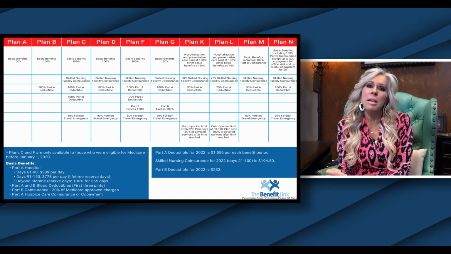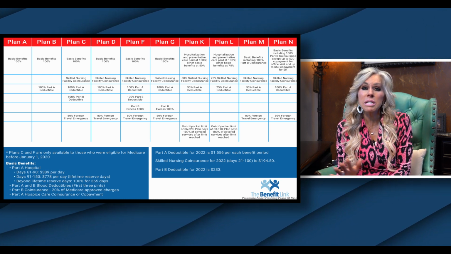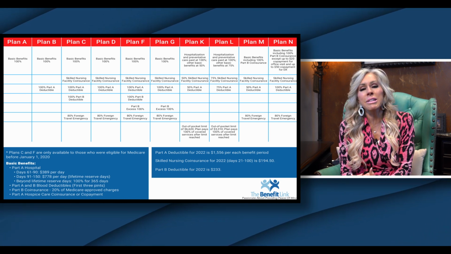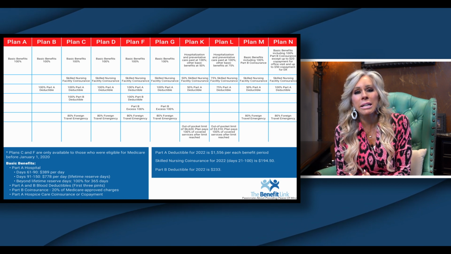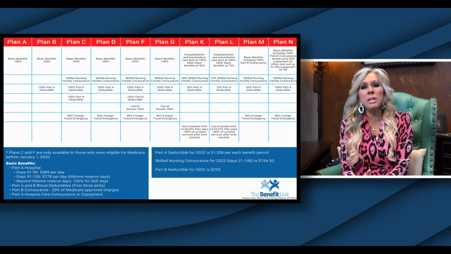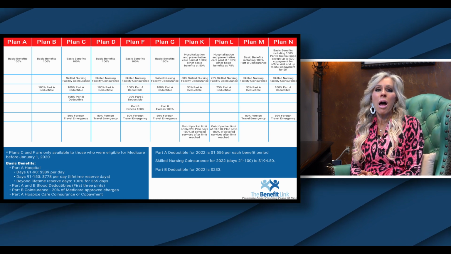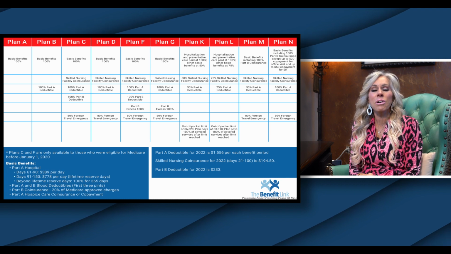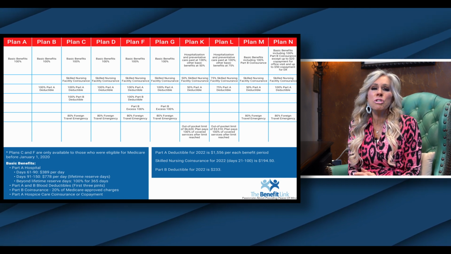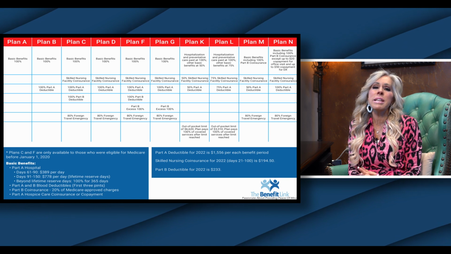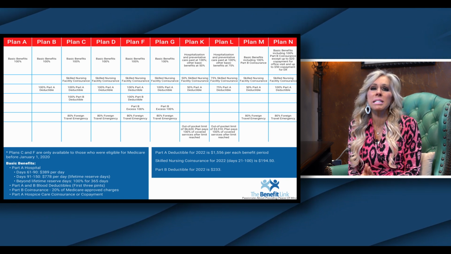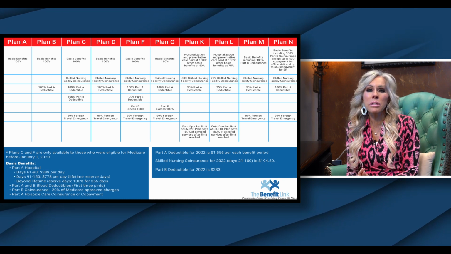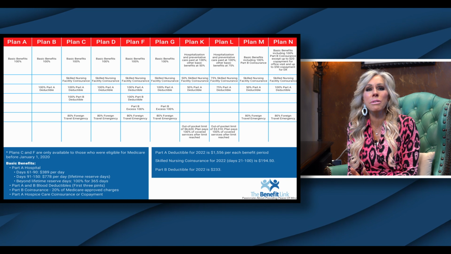The plan with maybe a little bit better coverage, as far as covering more than 50% or 75%, that is still limited, would be that Plan N. If you look at the Plan N, you will see that although it does cover 100% of hospitalization, which is that Part A deductible, and it does cover 100% of your preventative care, you are still going to be required, if you go to a doctor, to have a maximum bill that you'll get of $20 for an office visit, as well as $50 for emergency room visit.